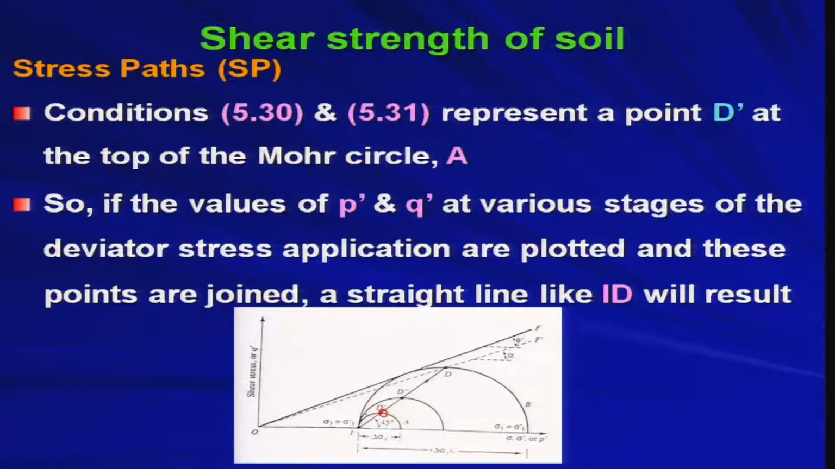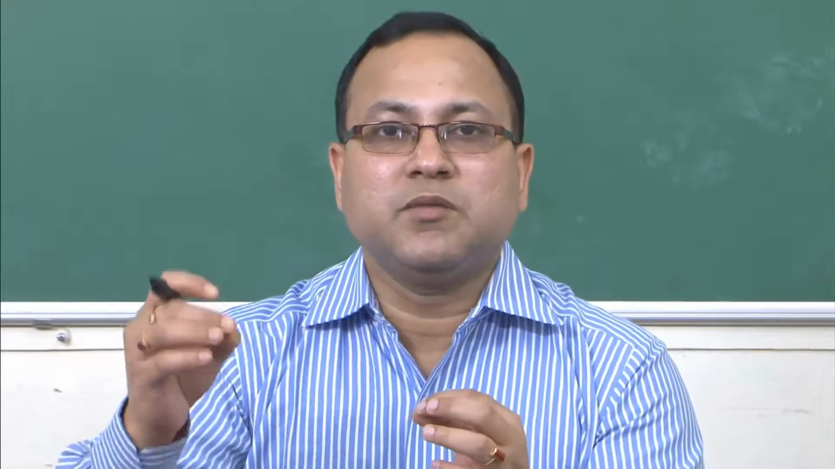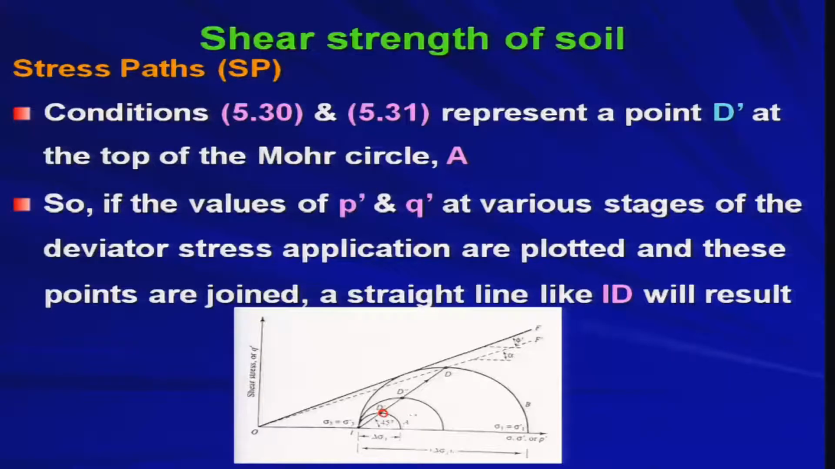Now, if the values of P prime and Q prime at various stages of the deviator stress application are plotted and these points are joined, then a straight line like ID will result. We are continuously monitoring the test and sigma 1 prime, which will always be equal to sigma 3 prime plus delta sigma d. At some stage you have Mohr circle A, then at the next stage, when you increase the deviator stress, you get another circle, and so on.